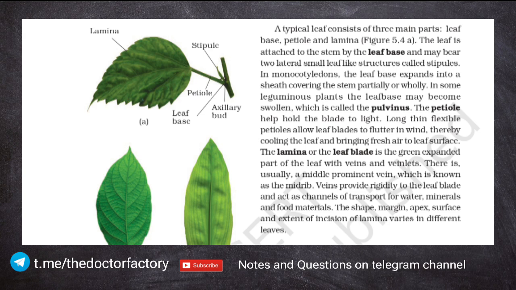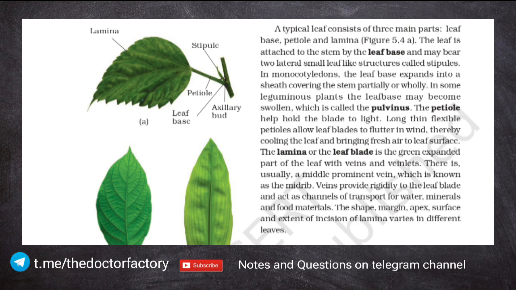A typical leaf consists of three main parts: leaf base, petiole and lamina. The leaf is attached to the stem by the leaf base, and many bear two lateral small leaf-like structures called stipules. In monocotyledons, the leaf base expands into a sheath covering the stem partially or wholly. In some leguminous plants, the leaf base may become swollen, which is called the pulvinus.